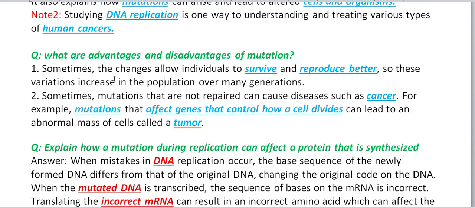Some mutations give an advantage to the cell. The change allows the individual to survive and reproduce better. So sometimes a mutation allows some organisms, in some places, to survive and reproduce better. So these variations increase in the population over many generations.